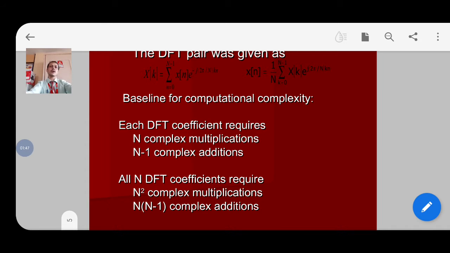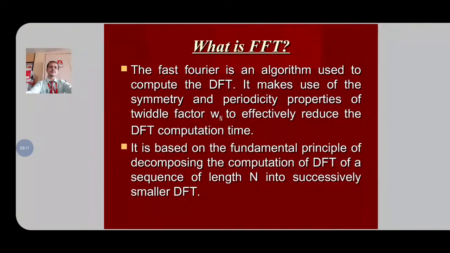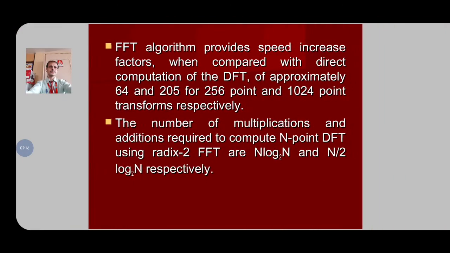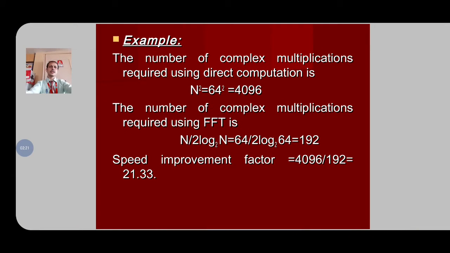Then the number of complex multiplications will be 8 square, that is the N square formula, so we should do 64 complex multiplications. Similarly for complex additions, the formula is N into N minus 1, so we have to do 8 into 7, which is 56 complex additions. So this is the example.